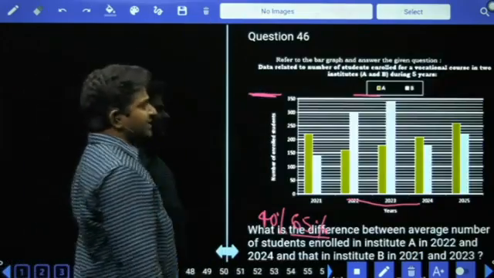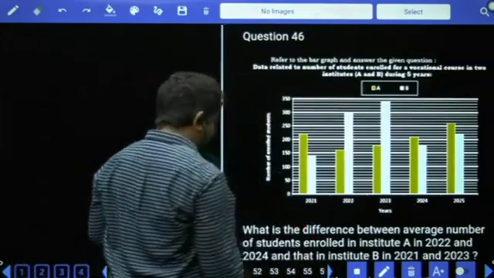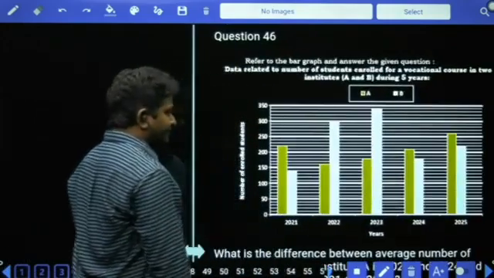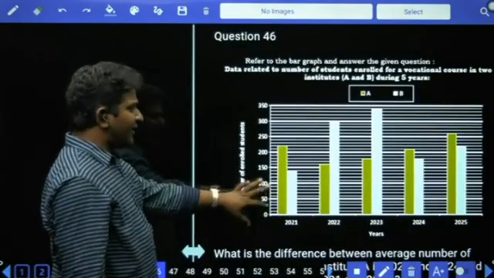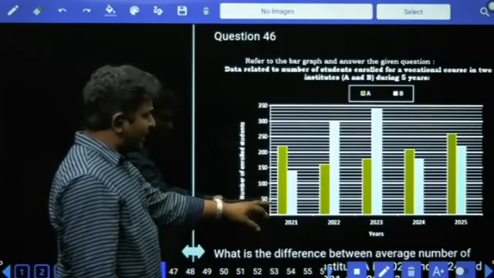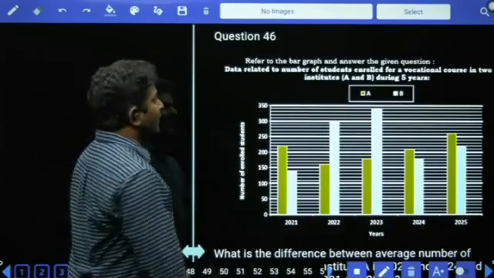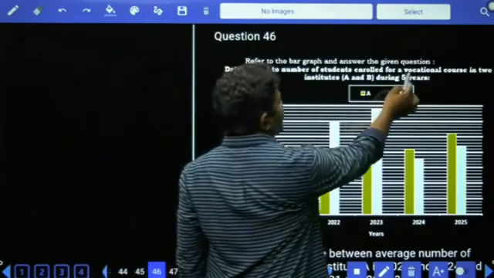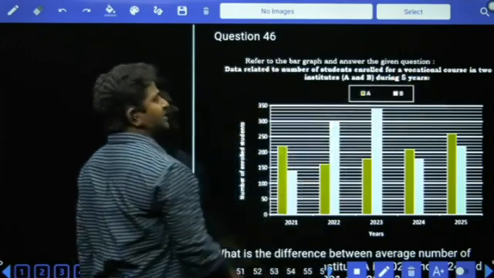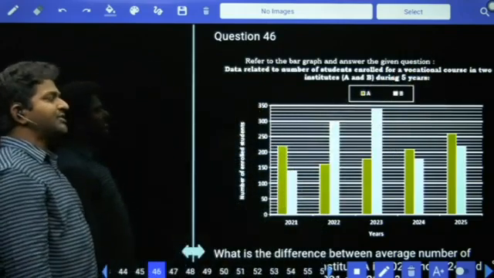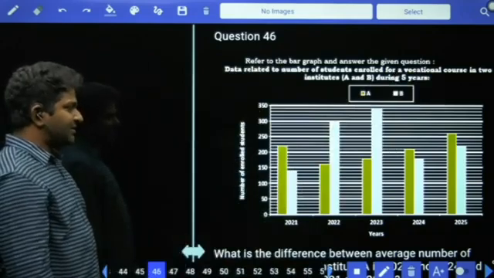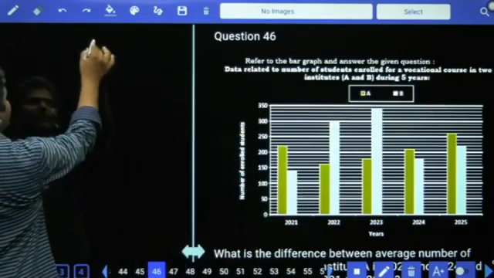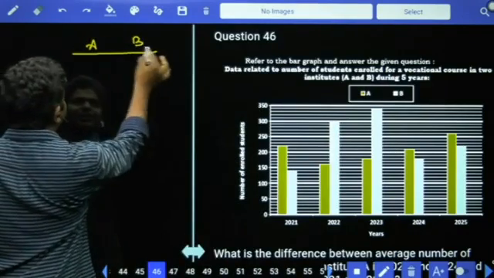Now from 46 onwards, we have data analysis here in a bar chart. 0, 50, 100. So 50-50 gap we have, and each line occupies 10. Data related to number of students enrolled for various vocational courses in two institutions A and B during 5 years. So now A and B, two institutions are there.